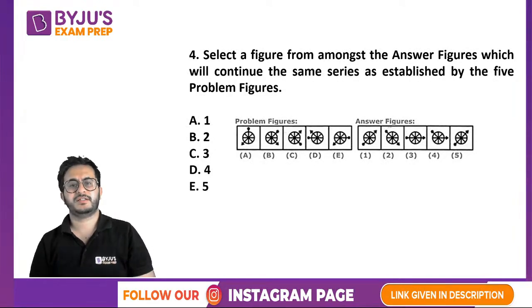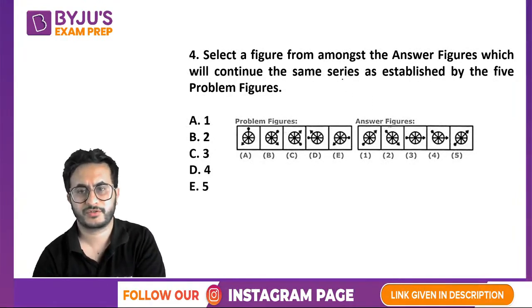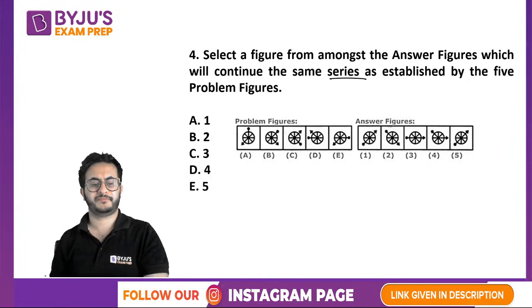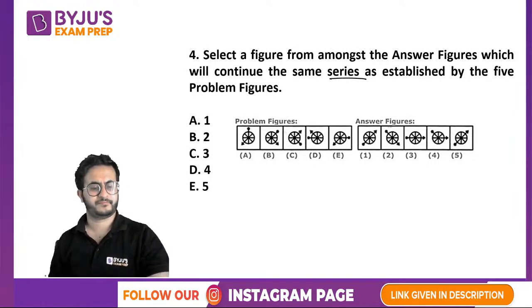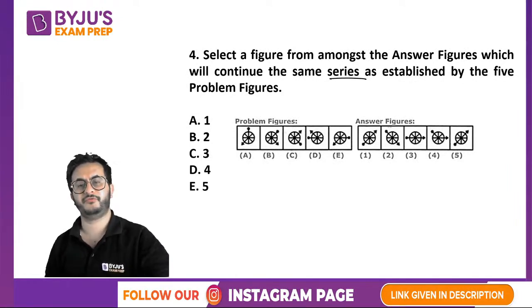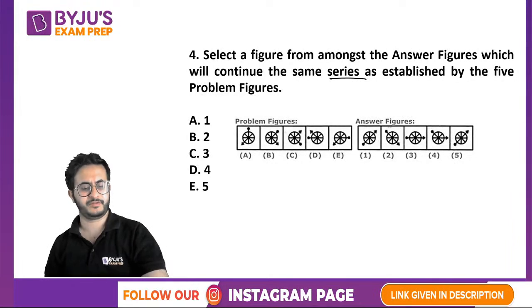Now this is a series. So you are given a series of figures A, B, C, D, E. You have to tell which figure will come next, the figure that will follow the same rules as have been followed.